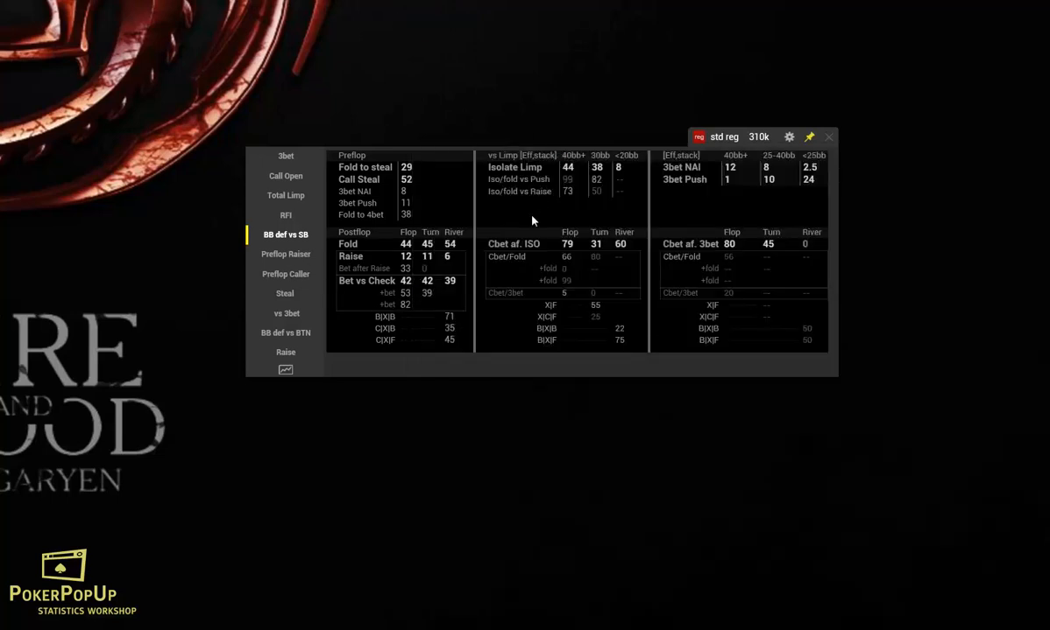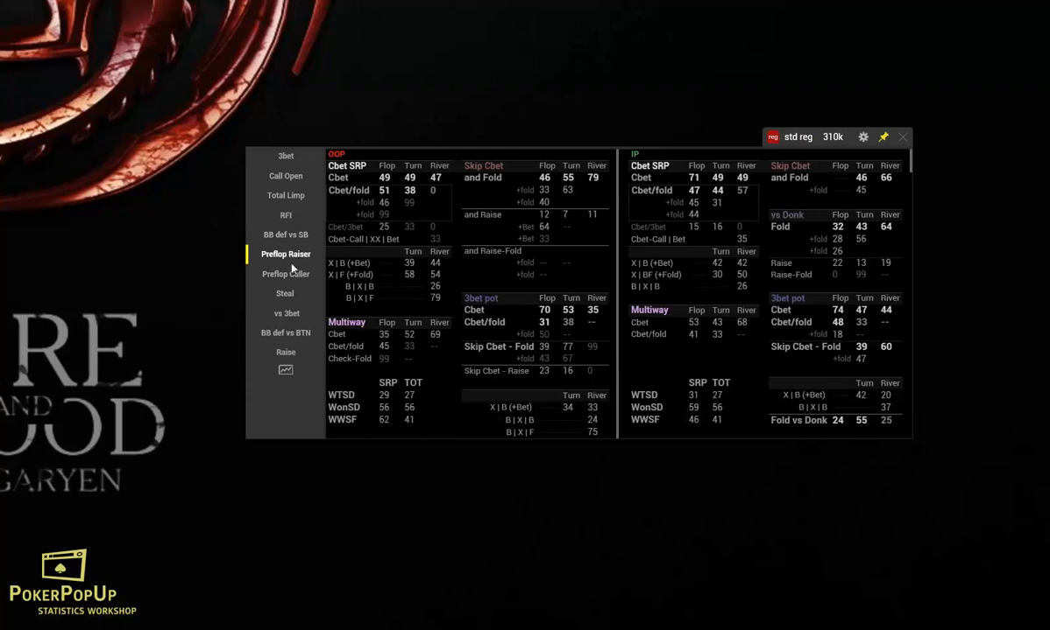Here in the middle we have isolating limps, as well as reactions to limp push and limp raise in different stack depths. Here we can see 3-bet non-all-in and 3-bet push to open raises, also various stack depths. Here we see c-bet after isolation, after big blind isolated the small blind. The small blind has limp called, and then how big blind reacts to this. Here we can see the big pop-up pre-flop raiser, again split by in position and out of position.